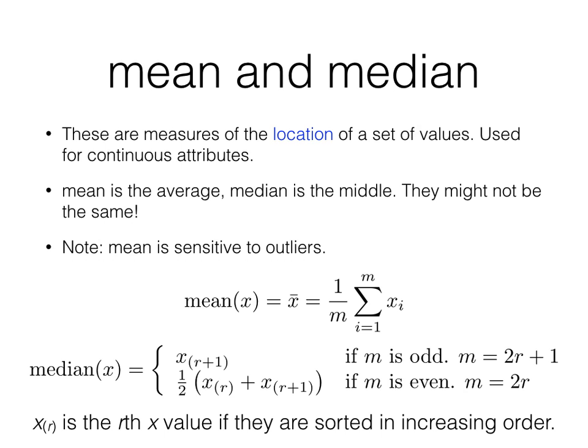The next one we're going to look at are the mean and the median. And these are the measures of the location of a set of values. And they're only used for continuous attributes. You can think of them as being the middle of the set of values. So the mean is the average and the median is the middle. And they don't necessarily have to be the same value. So with a normal distribution they are, but with lots of distributions they're not.